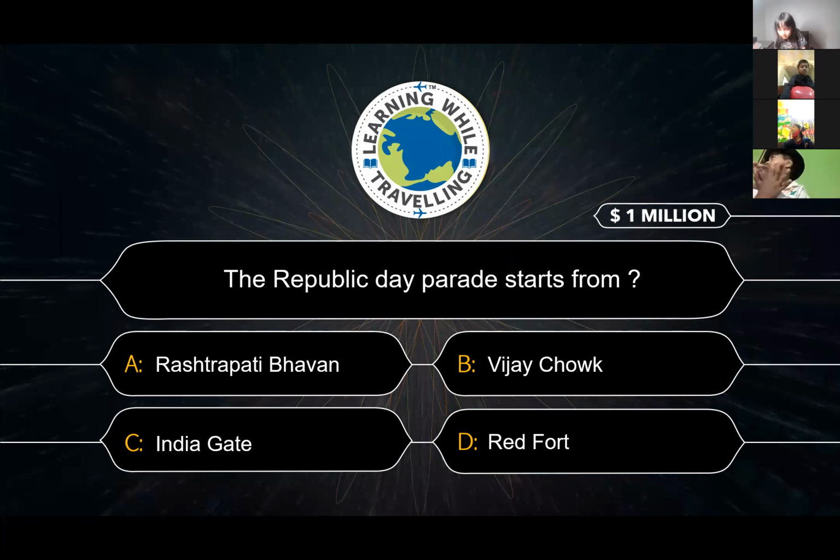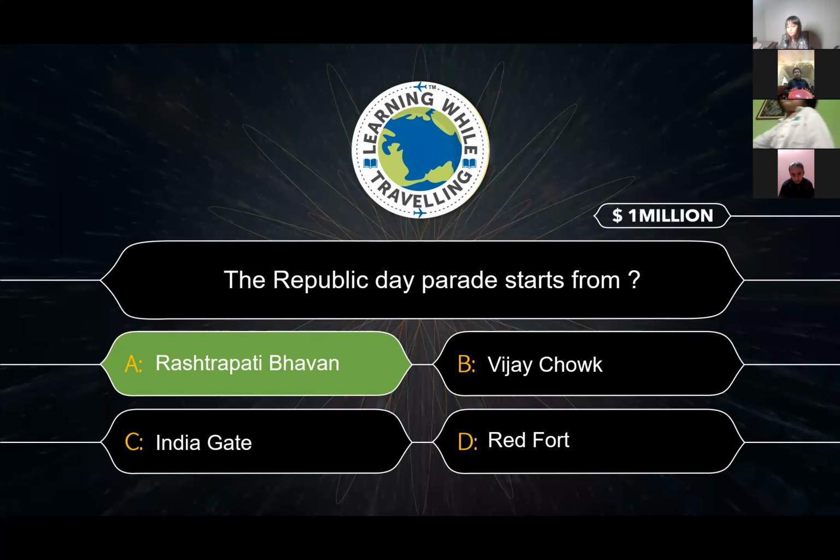Divit C, Usru Ayushi A, Arush C, Arav C, Supriyo C, Sharon C, Akanshit C, Catalina C, Sukleen Kaur C, Lakshita C, Arav Aryan C. Supriyo A, Catalina A, Arush A, Usru Ayushi A. Lock option A. A is the correct answer, Rashtrapati Bhavan.